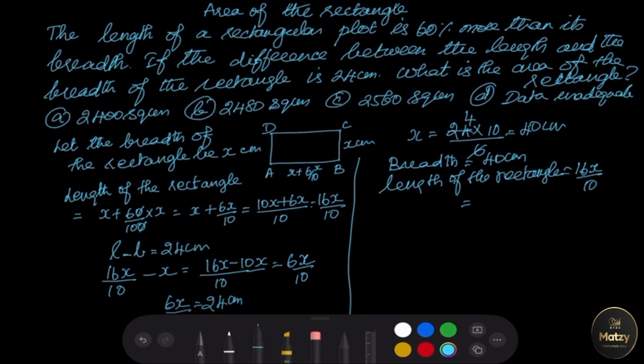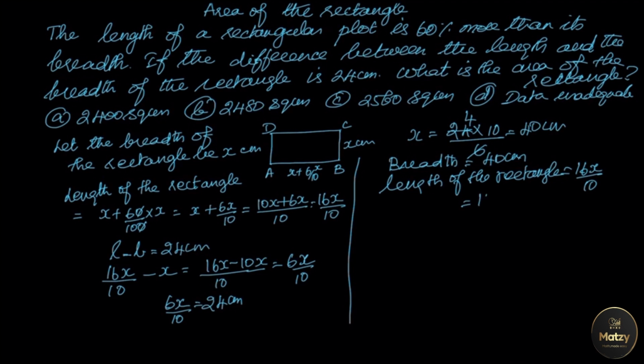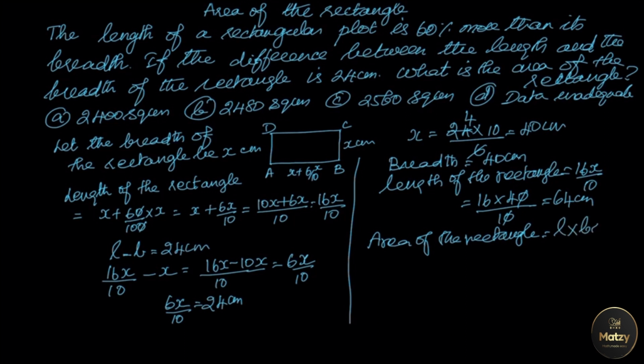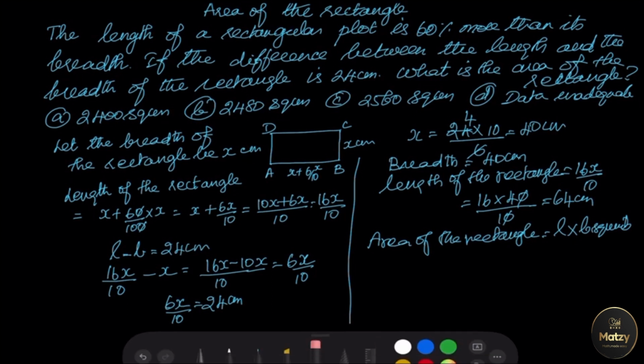Length into breadth. Am I right? Length into breadth, square units. Always we should mention area in square units. So length is 64 into 40. So 4 sixes are 24, so 2560 square centimeters. That is the area of the rectangle.